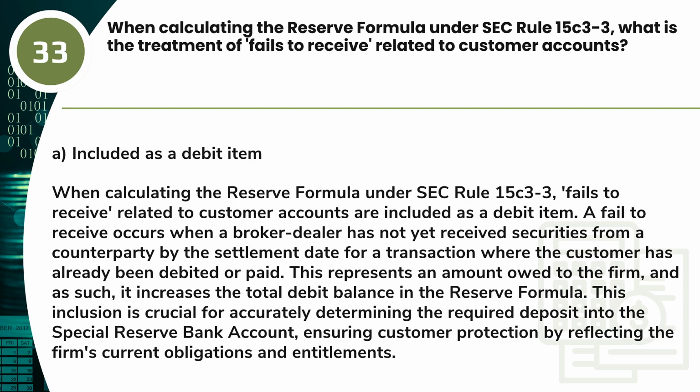Explanation: When calculating the reserve formula under SEC Rule 15c3-3, fails to receive related to customer accounts are included as a debit item. A fail to receive occurs when a broker-dealer has not yet received securities from a counterparty by the settlement date for a transaction where the customer has already been debited or paid. This represents an amount owed to the firm, and as such, it increases the total debit balance in the reserve formula. This inclusion is crucial for accurately determining the required deposit into the special reserve bank account, ensuring customer protection by reflecting the firm's current obligations and entitlements.